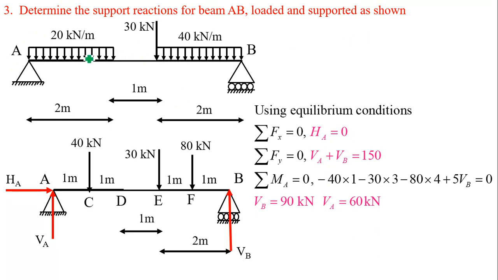So here on span AB, at A hinge support is there, at B roller support is there, and the span of 2 meter is loaded with the UDL of 20 kN per meter. Again the next span of 2 meter is loaded with 40 kN per meter, and at 3 meter a vertical point load of 30 kN is acting.